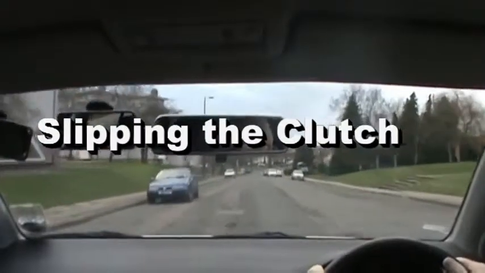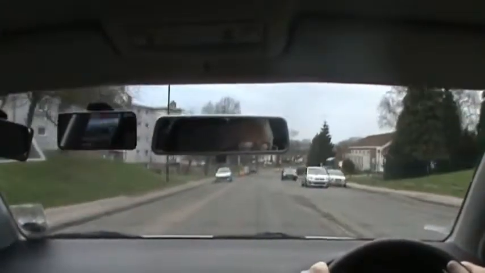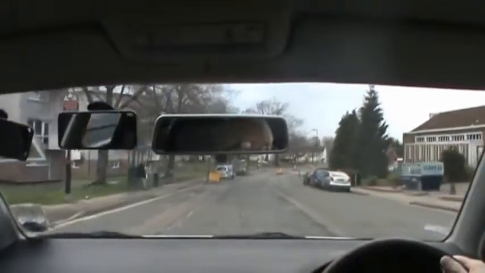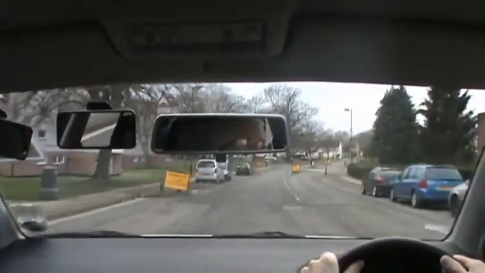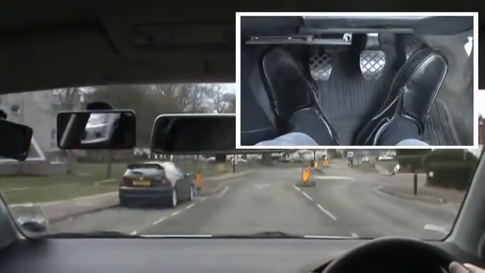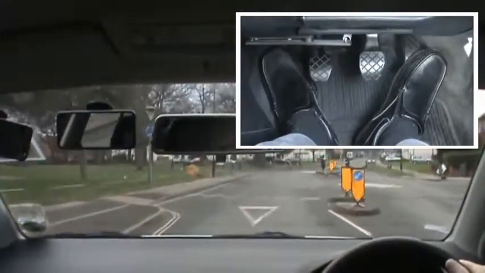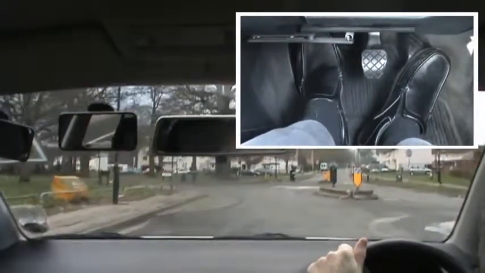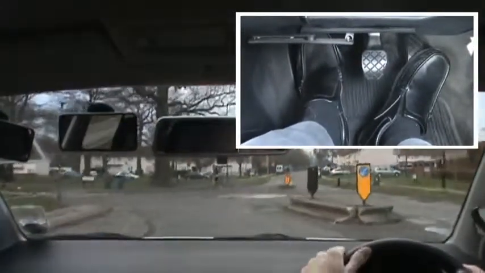Slipping the clutch is holding the clutch pedal slightly down so that it is not fully engaged. This is normally done to compensate for being in too high a gear at too low a speed, and is very bad driving practice. This incorrect use of the clutch can also result in the clutch wearing excessively and, at the end of the day, costing you a lot of money.